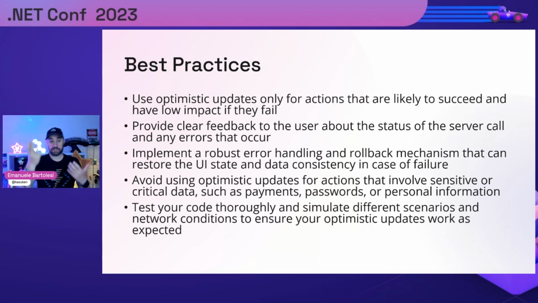Okay, and of course, it's very important to implement robust error handling. As I showed you before, my example is not really robust, but it's just a starting point, because you need to implement robust error handling, but first of all, also a rollback mechanism to restore the UI data in the right place. Okay, this is maybe the most important thing, and maybe the most complicated thing to implement in this case.